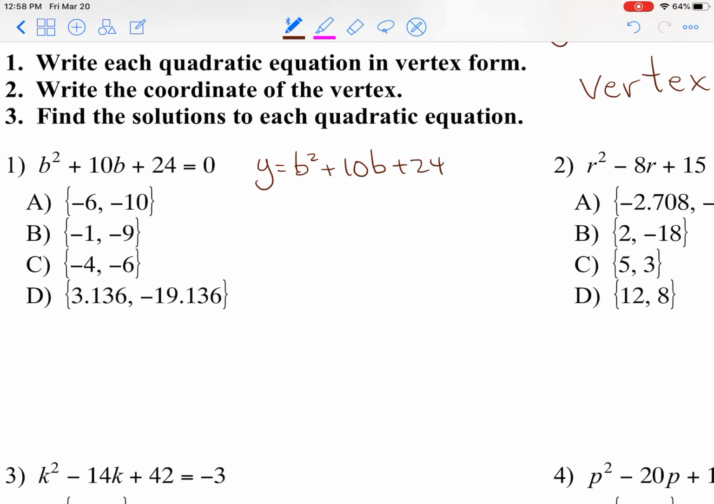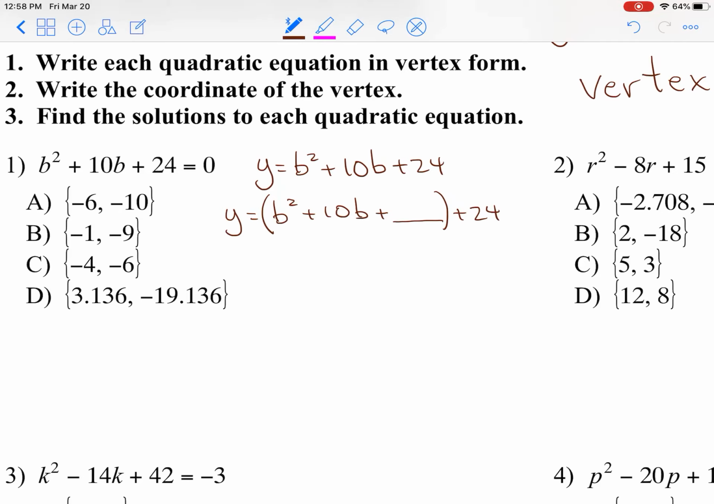Okay, so now here's where I'm going to do the completing the square. So I'm going to leave the first two terms alone. I'm going to use them to complete my square. So I'm going to draw my line, I'll add and draw my line. I'm going to put a little parentheses here so we know that's what we're going to complete the square with. I can't change the value of my equation, so I still have to carry down that plus 24.